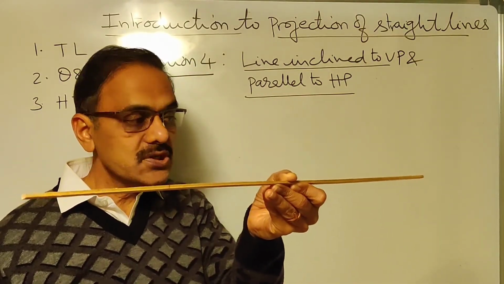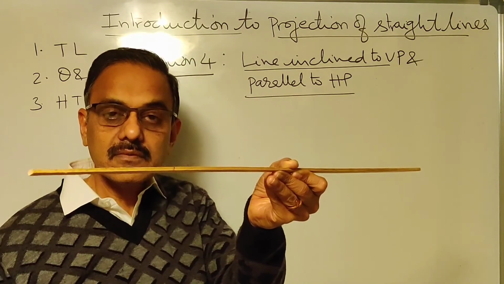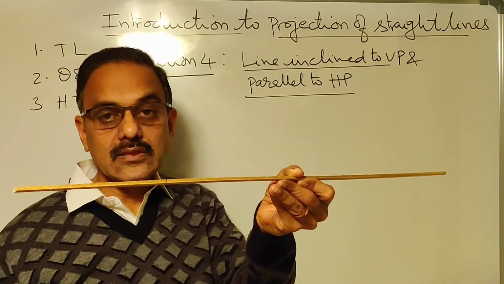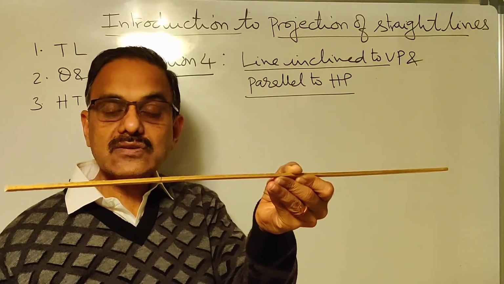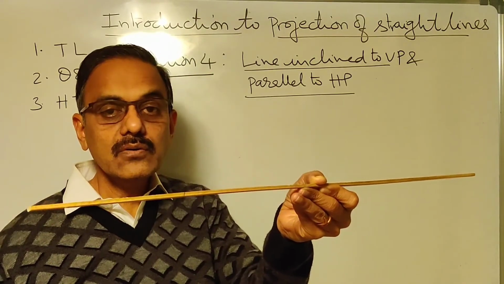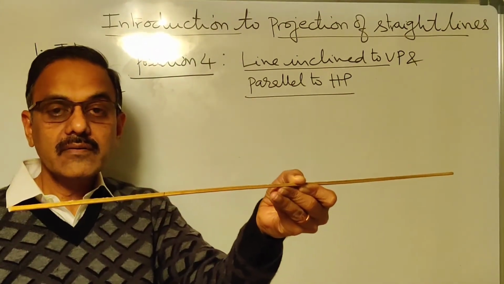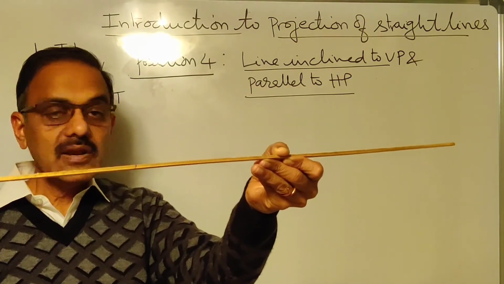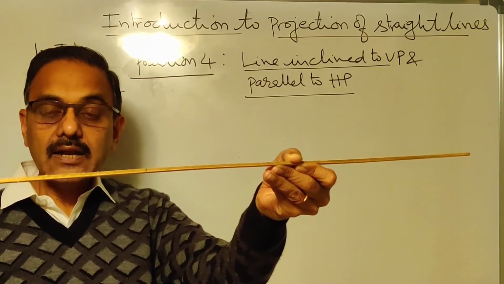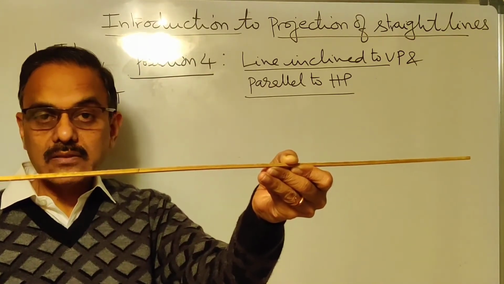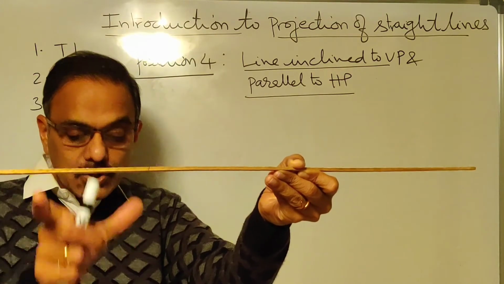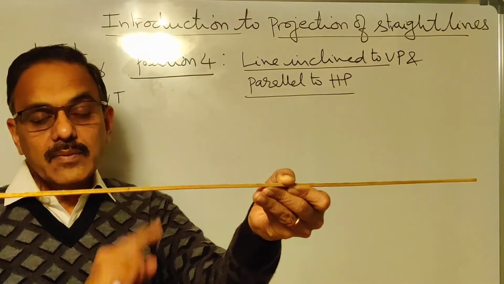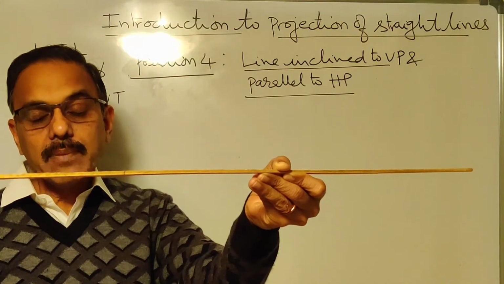So in this position, if you draw the top view, what is its position with reference to xy? It is inclined to xy, but it is true length. Its top view is inclined to xy and true length. What about the front view? When you project it on the front wall, it will be parallel to xy because it is parallel to HP. The front view you will get parallel to xy and it is apparent length. It's not true length. So the top view is going to be true length and inclined to xy. The front view will be apparent length and parallel to xy.